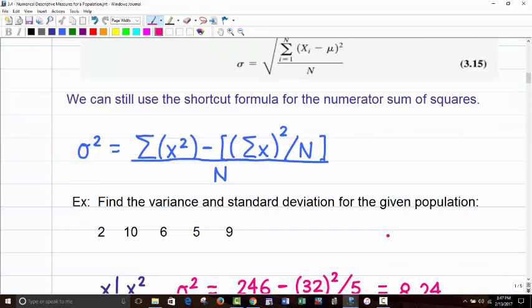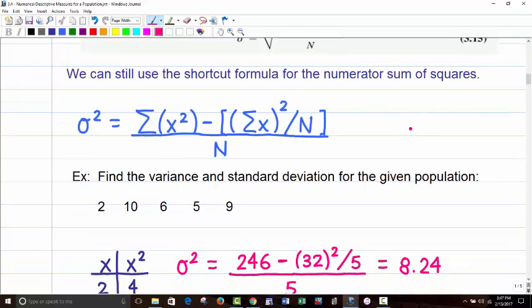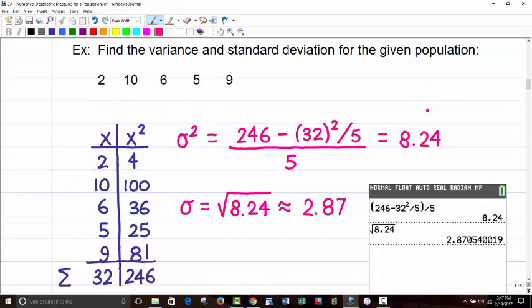So here's that shortcut formula I've mentioned before that you can use for the numerator sum of squares. You do it the same way, where you square each x and add them up, and you subtract the sum of the x's squared all over n. That's the numerator. Then the whole thing is divided by n. So I just chose to do it that way. You could still do it the other way, where you subtract the mean if you want to.